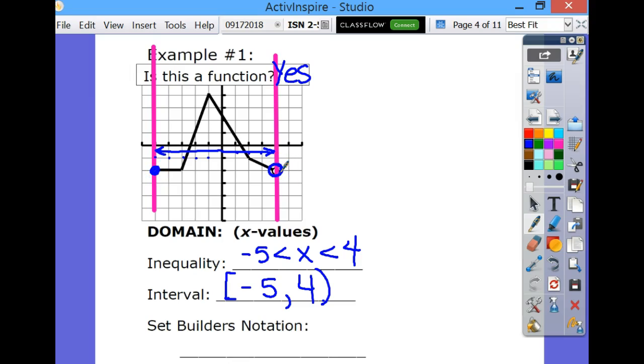Now this needs one more thing. This is a closed circle over here, so this one needs an or equal to over here on the left.